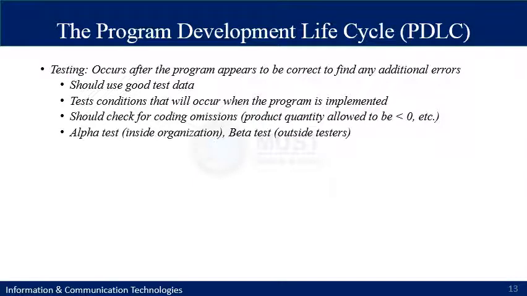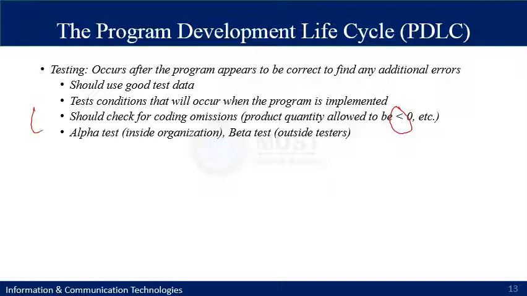The testing phase usually occurs after the program appears to be correct, and it finds any additional errors. You should use good test data to test your program and test conditions that will occur when the program is implemented. Usually you are most worried about checking conditions where you have statements that compare two variables with less than, less than or equal to, or greater than or equal to. You should check for coding omissions such as this.